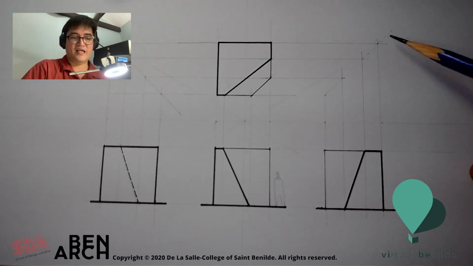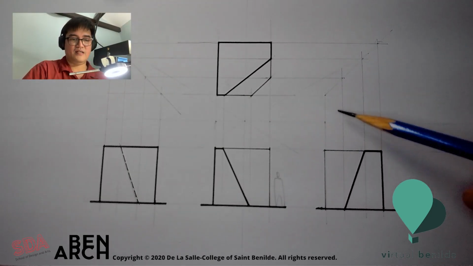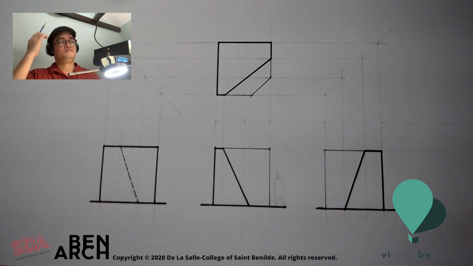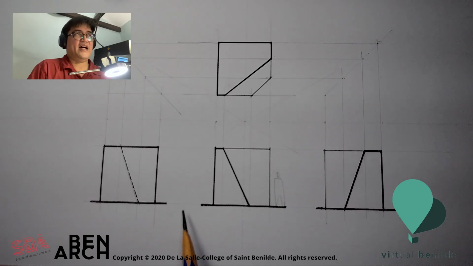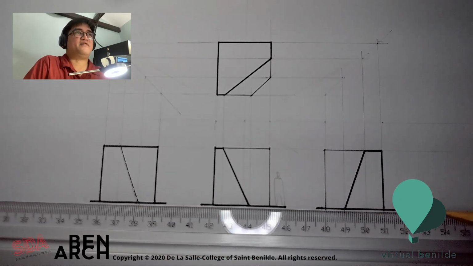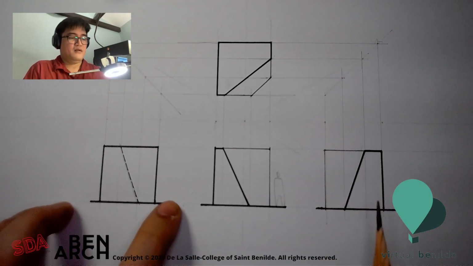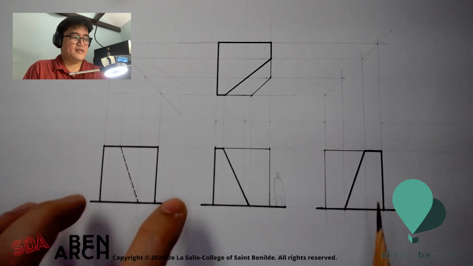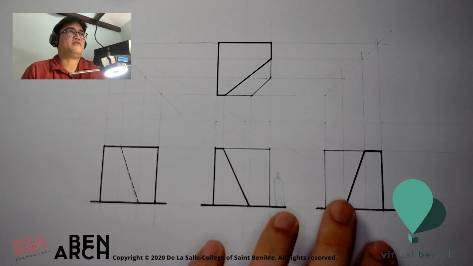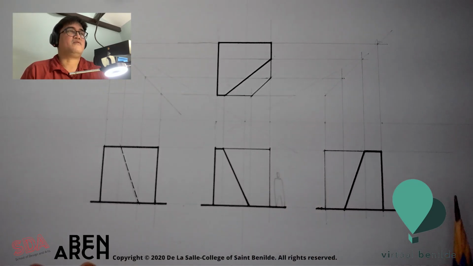By projecting with a 45-degree line projection. Some of you might ask, why is there a gap between these? Why can't I just draw one entire ground line? It's just to note that these are different diagrams. So that's why there's a gap in the ground line.